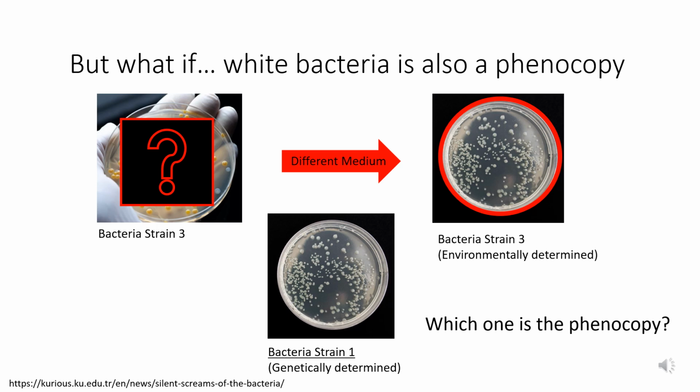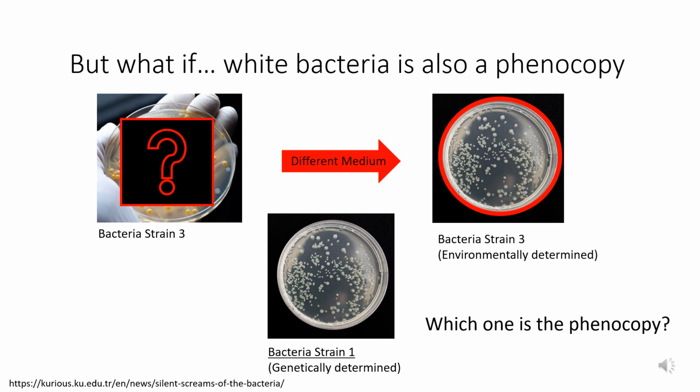But what if I proposed a different question? What if the white bacteria can also be a phenocopy? In this example, we see that there is a bacteria strain 3, which is unknown and contains a different phenotype than bacteria strain 1. However, when this bacteria strain 3 is grown in a different medium, it can phenotypically mimic bacteria strain 1. In this example, bacteria strain 3 is an environmentally determined phenotype which mimics the original bacteria strain 1 in its normal environment when it is white.